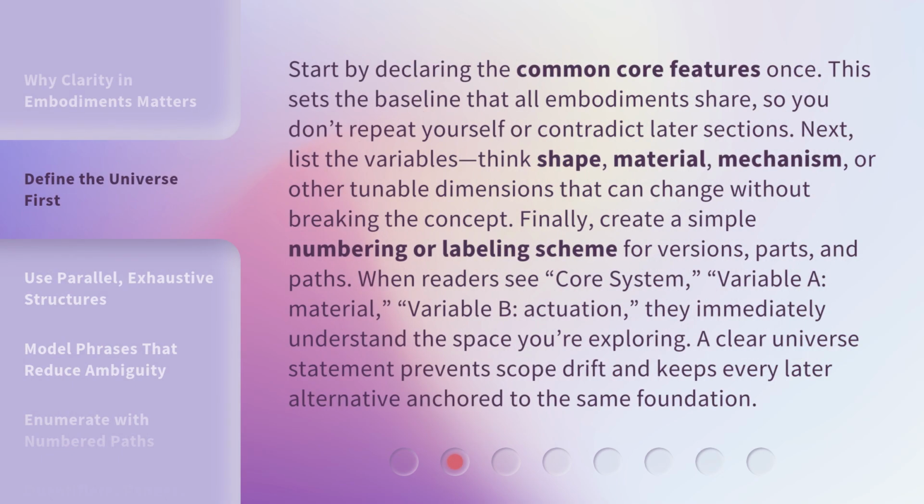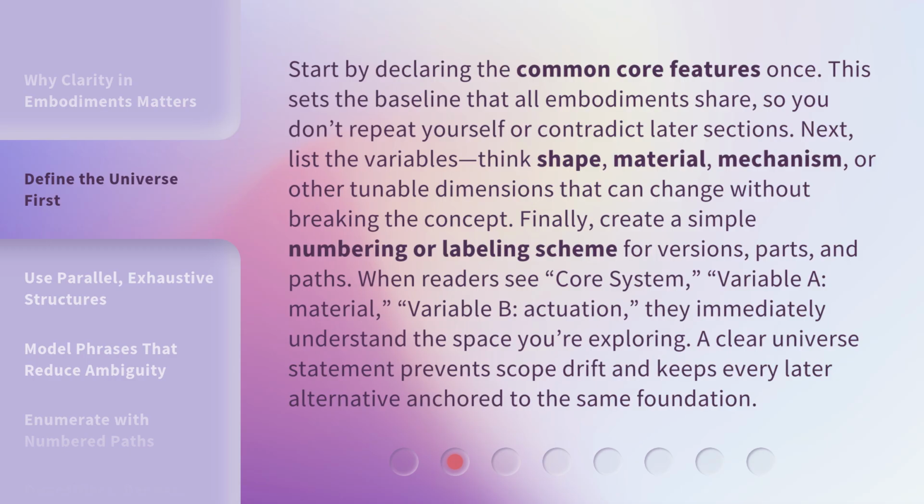Start by declaring the common core features once. This sets the baseline that all embodiments share, so you don't repeat yourself or contradict later sections. Next, list the variables. Think shape, material, mechanism, or other tunable dimensions that can change without breaking the concept.